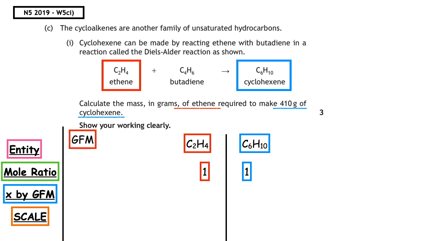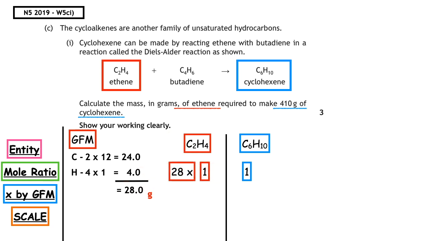We need to multiply by the GFM. So we look at the formula inside the box. How many carbons do we have for ethene? We have 2 multiplied by the relative atomic mass, which is 12. 2 times 12 equals 24. Hydrogen, how many do we have inside the box? We have 4 multiplied by the relative atomic mass, which is 1. 4 times 1 equals 4. When we add those up, we get a GFM of 28 grams.